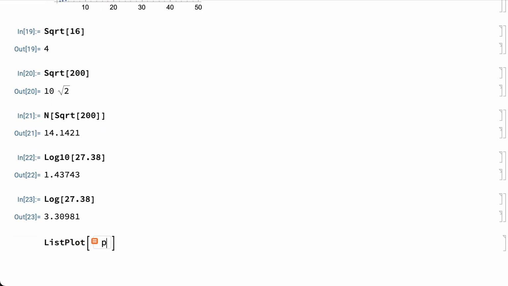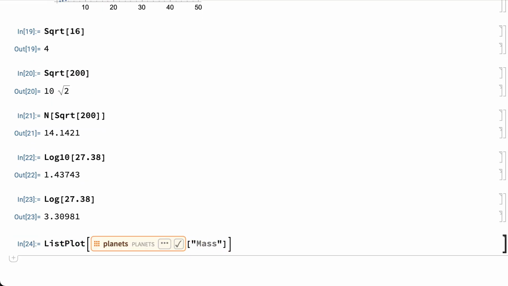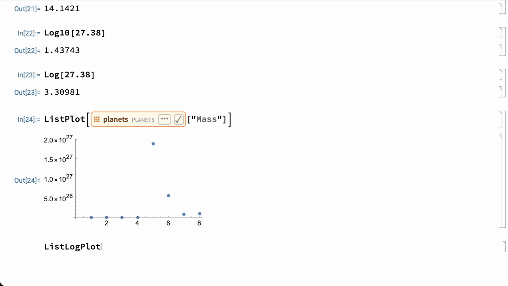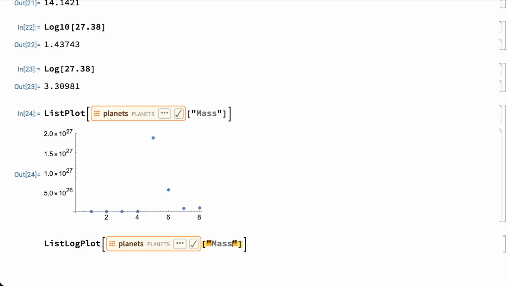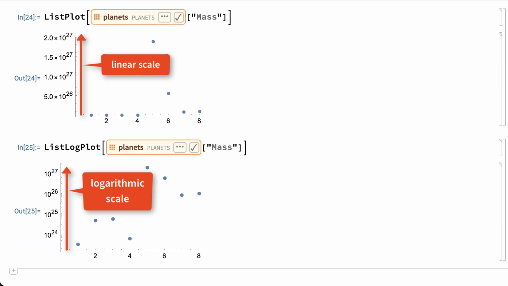Here, for example, is a plot using ListPlot of the masses of the planets. And for comparison, here is a plot of that same data using ListLogPlot, which uses a logarithmic vertical scale for the plot. The first plot uses a linear scale with a range that is big enough to include the mass of the largest planet.